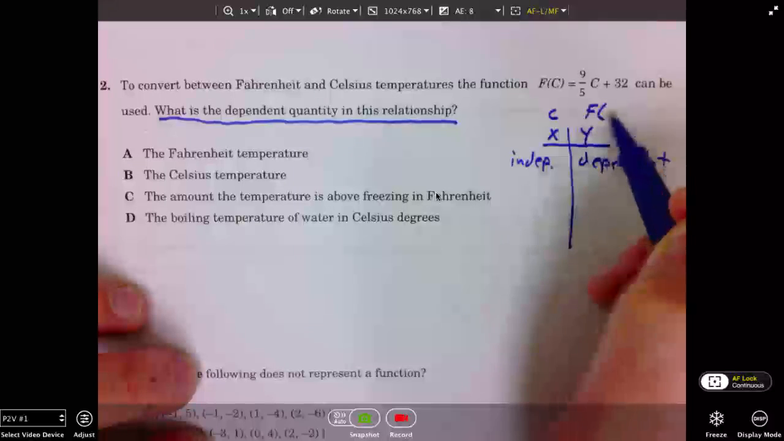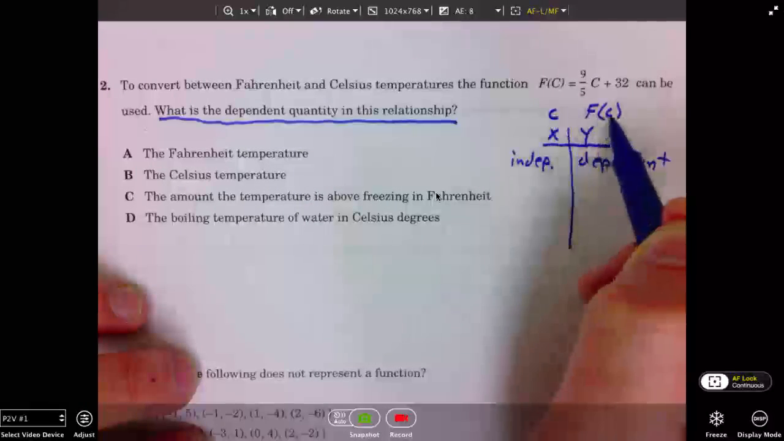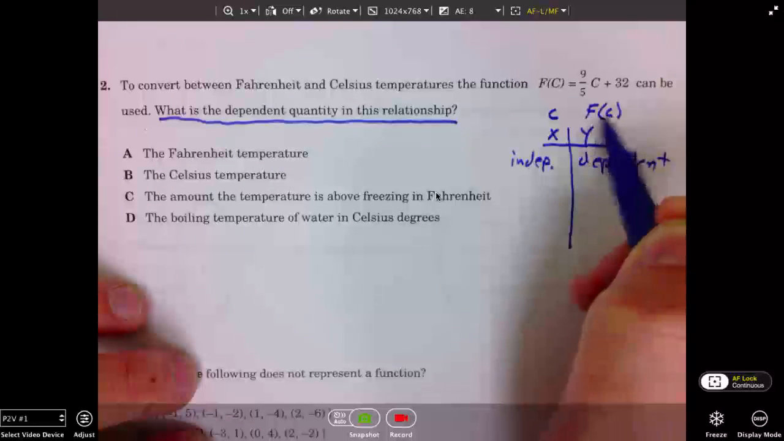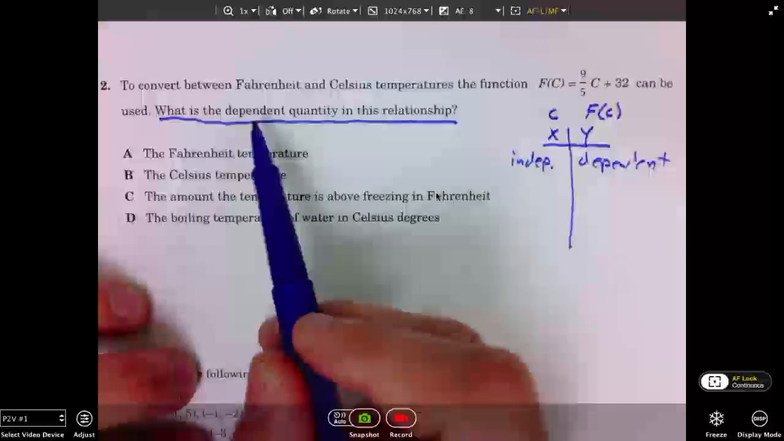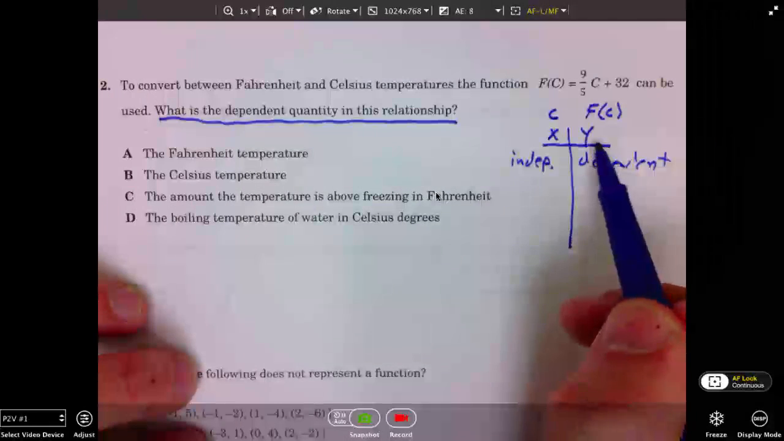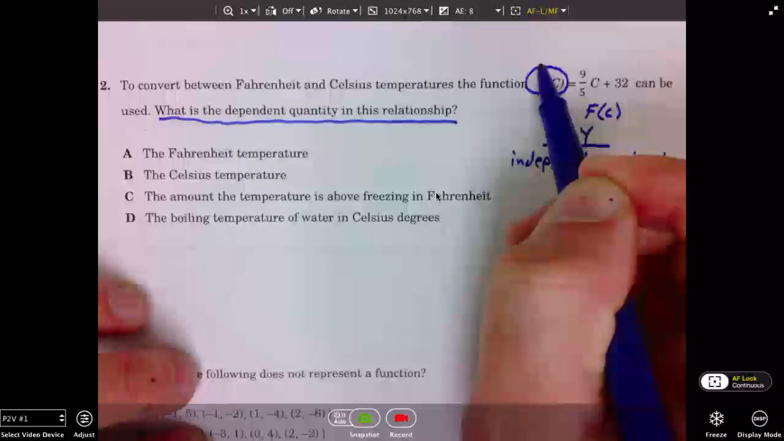That's our function notation. When we use the function notation, whatever the input variable is will be listed parenthetically in this relationship. So we're looking for the dependent quantity. Dependent is the output. In this case, it's f of c. We just need to identify what this represents.